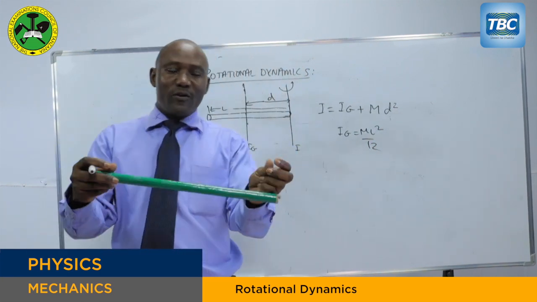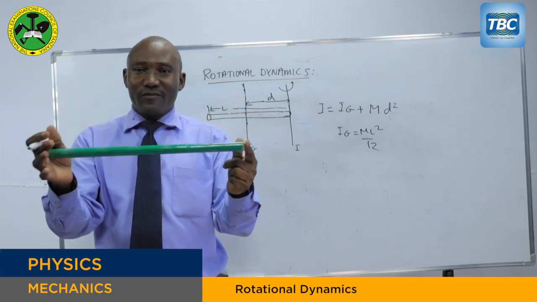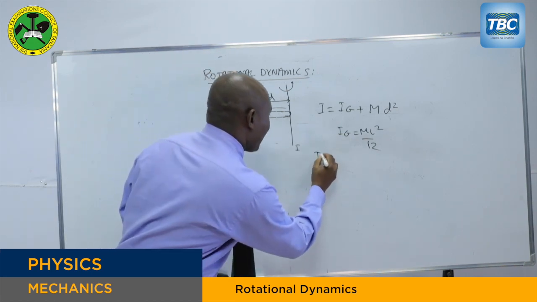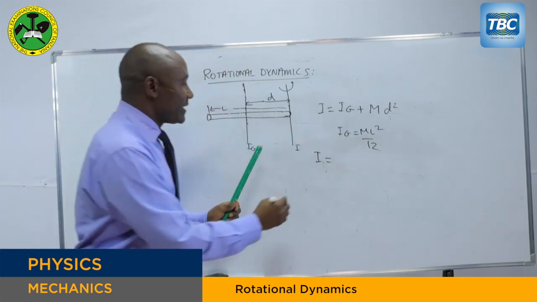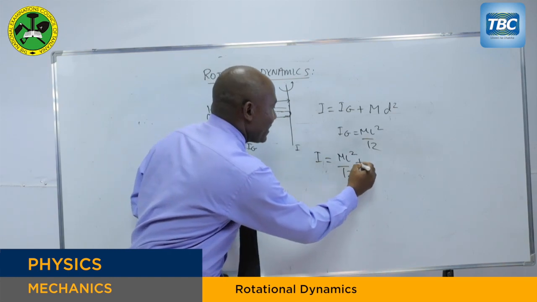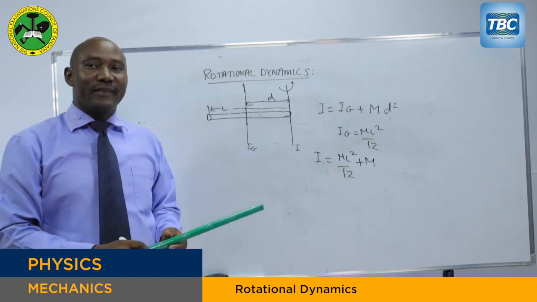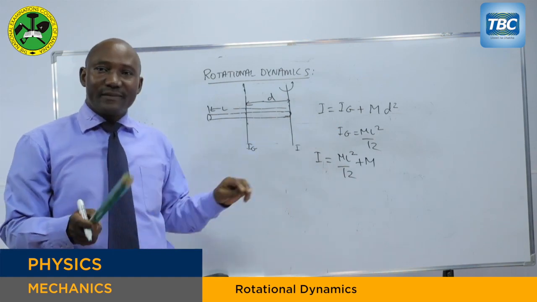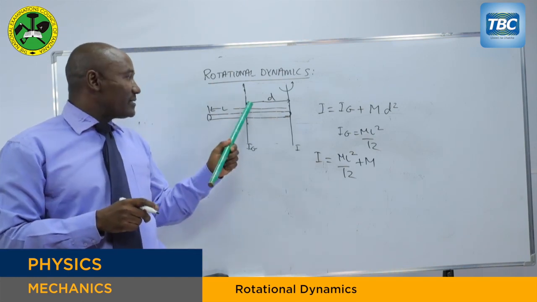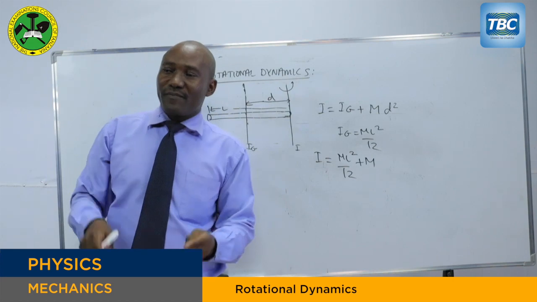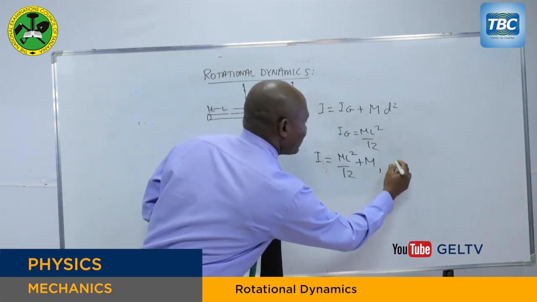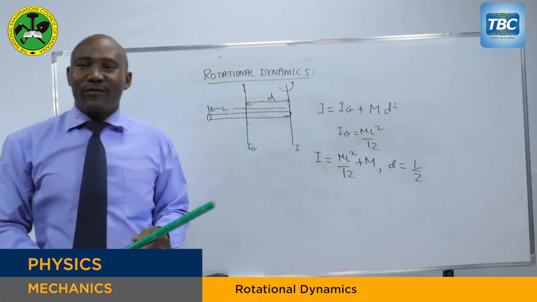Moment of inertia of this particular object was given as ml squared over 12 at the center. How do you find the moment of inertia at the end? So you take I equals Ig, which is ml squared over 12, plus the product of the mass times the perpendicular distance. In this particular question, what is D? Since that axis is passing through the middle, D is taken as half of the length. So here, my dear students, D is L over 2.